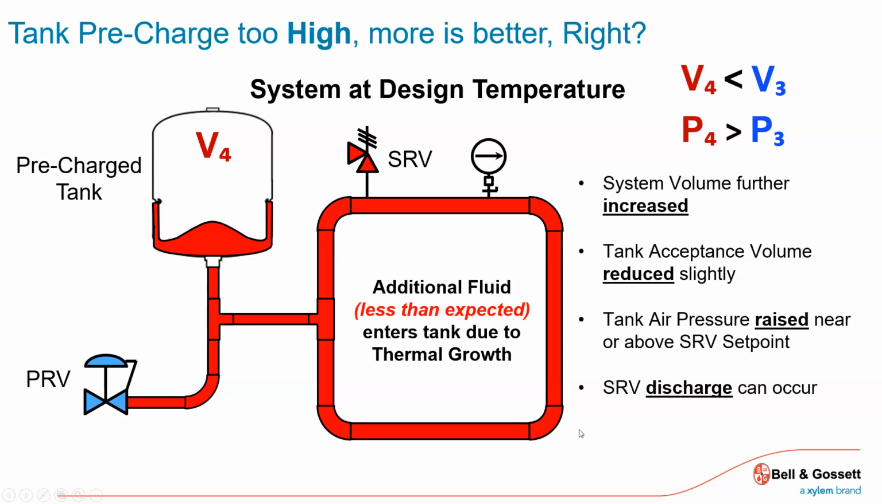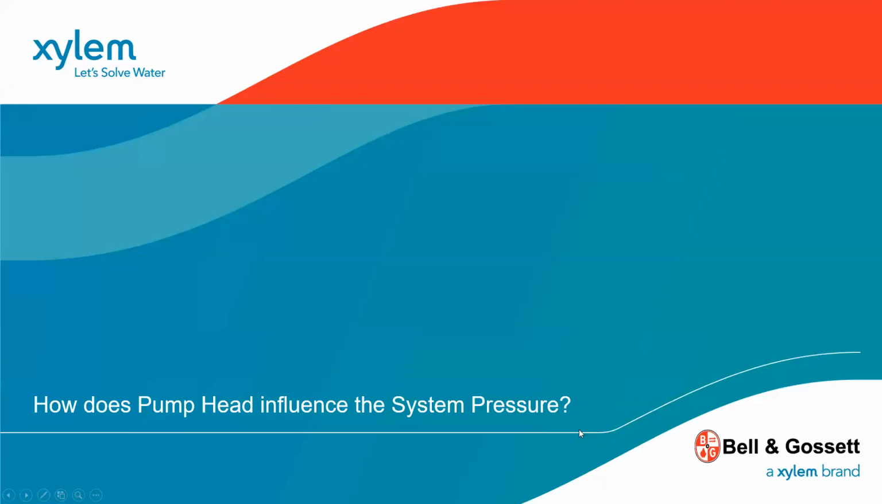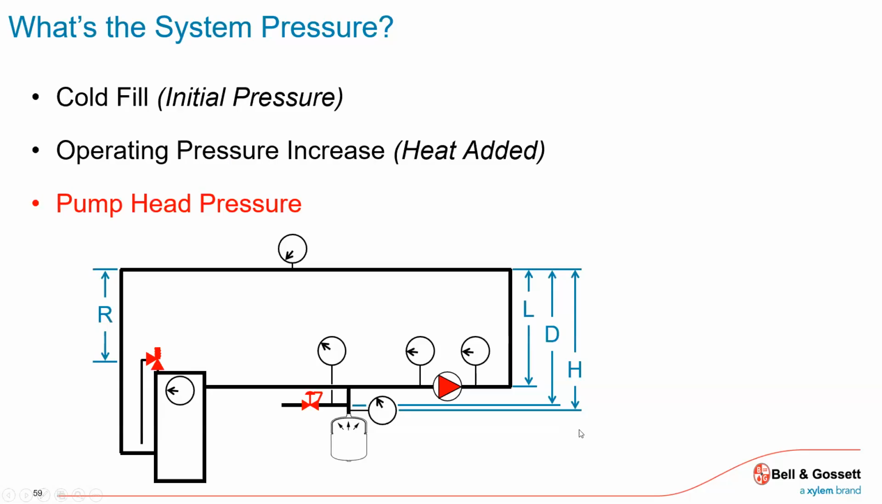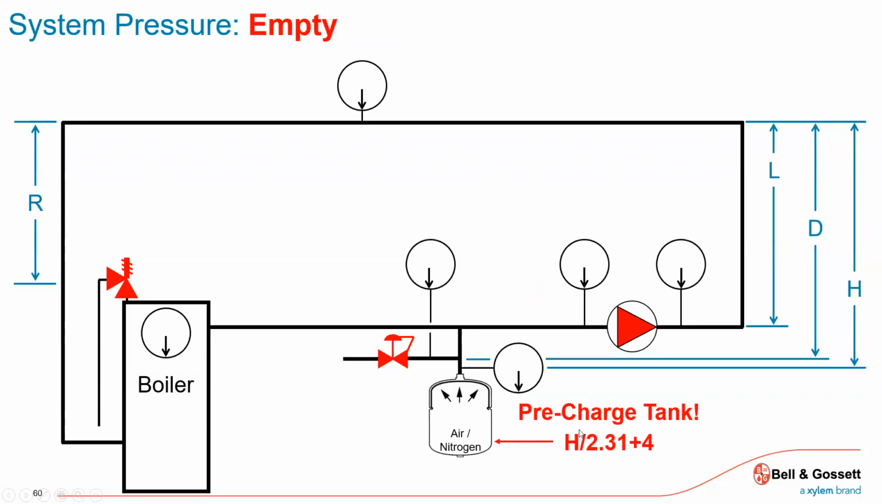That's all. How does pump head influence system pressure? So here they're just showing, here's my operating pressures. What's my precharge? Height, right, divided by 2.31. That's my pressure. And then I add the 4. Why do I want the 4? So I want positive pressure at the high point, industry standard. That becomes my precharge.